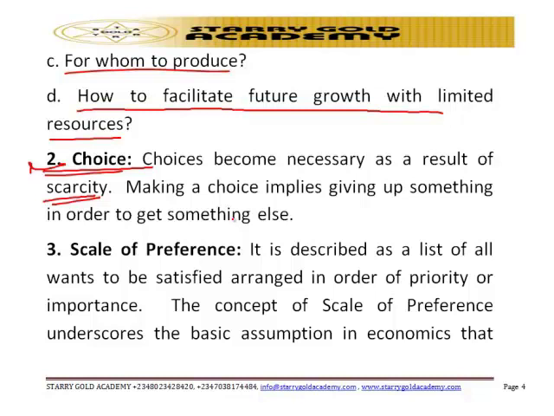Scale of preference. It is described as a list of all wants to satisfy, arranged in order of priority or importance. So scale of preference basically talks about the table or the list that shows our wants with respect to their priority.